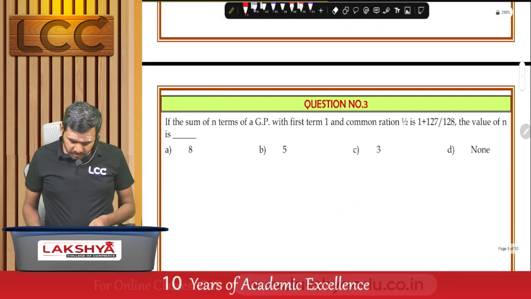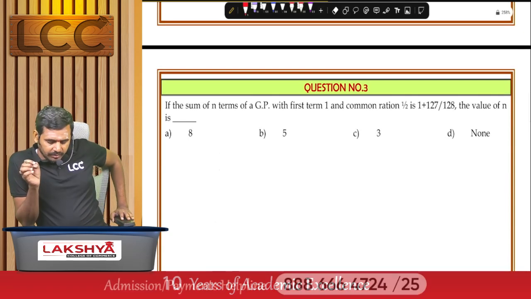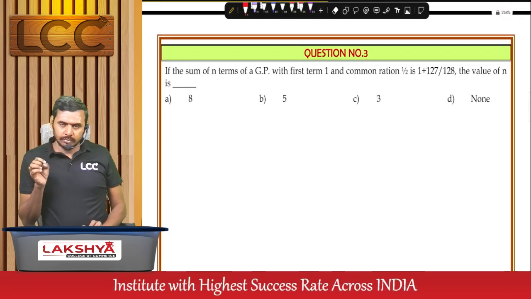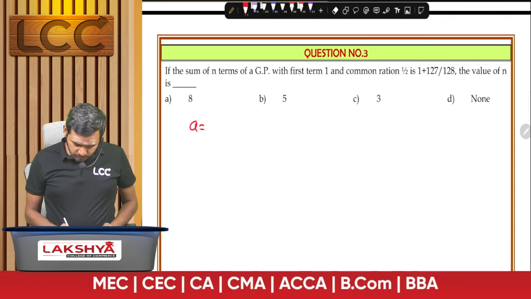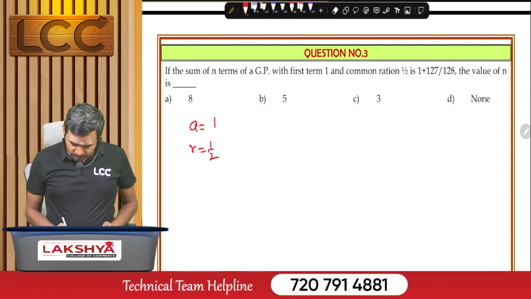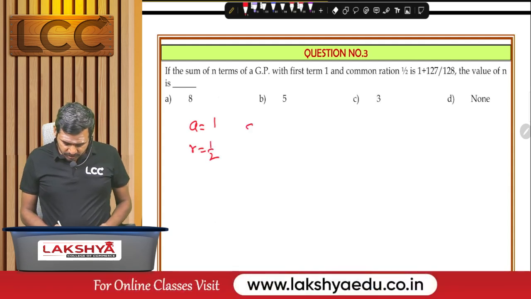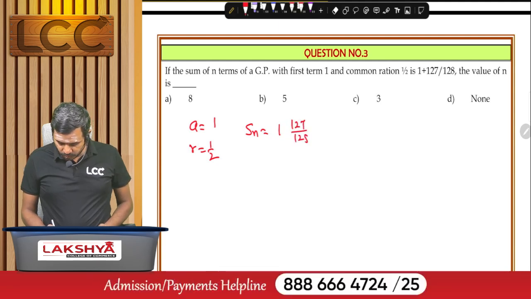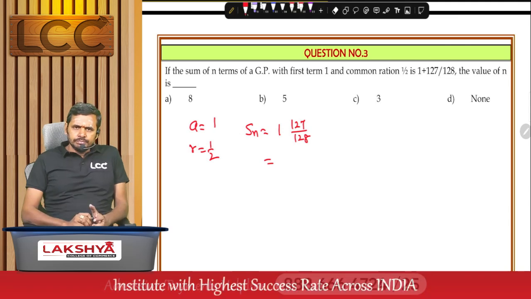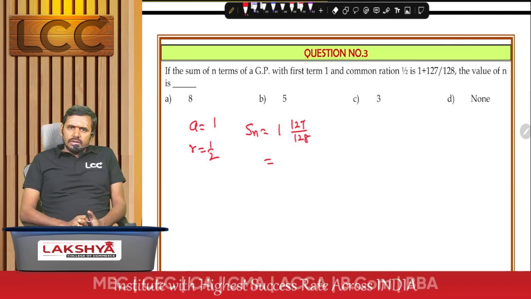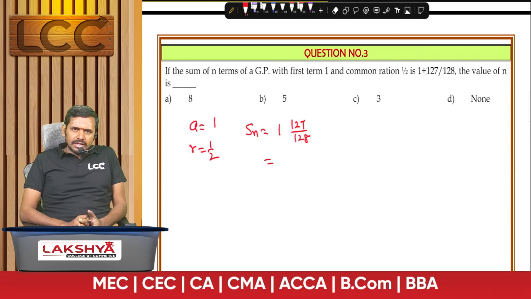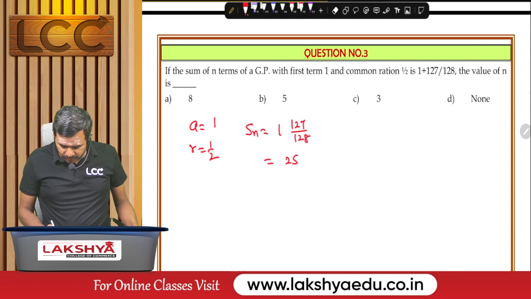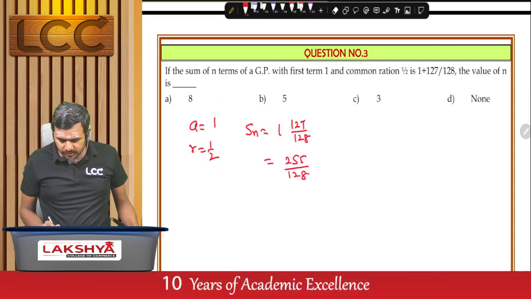Next problem: the sum of n terms of a GP with first term 1 and common ratio 1 by 2 is 1 plus 127 by 128. It is a mixed fraction. The first task is to convert the mixed fraction into an improper fraction. 1 into 128 is 128 plus 127, that is 255 by 128.